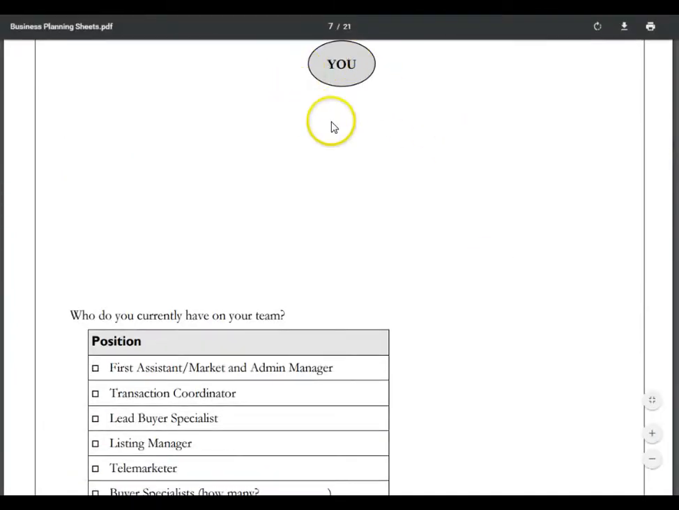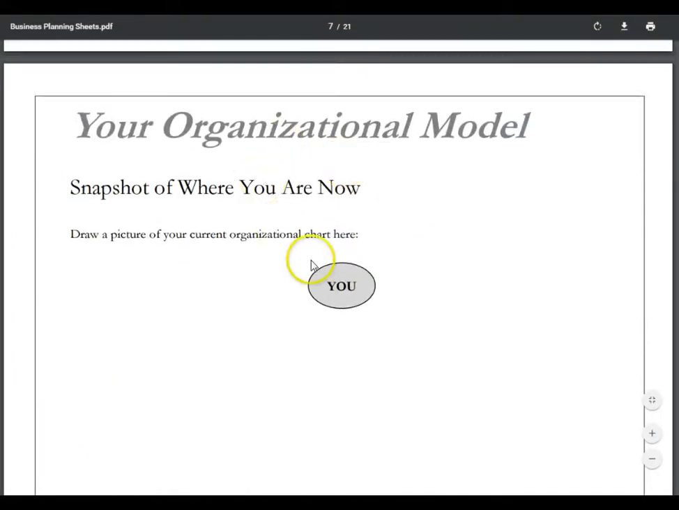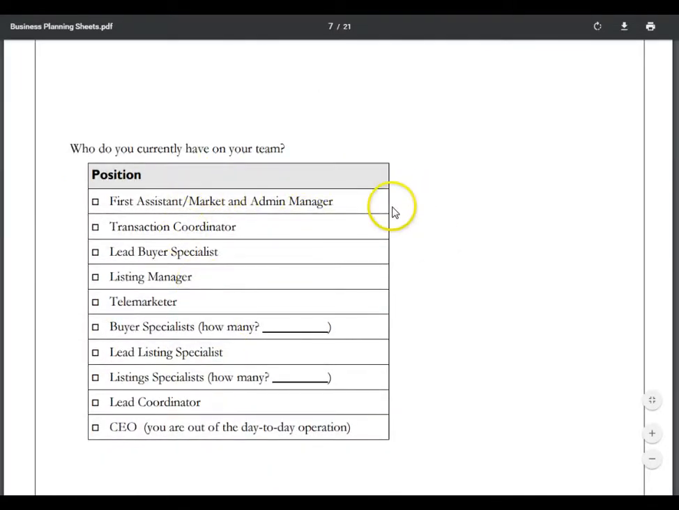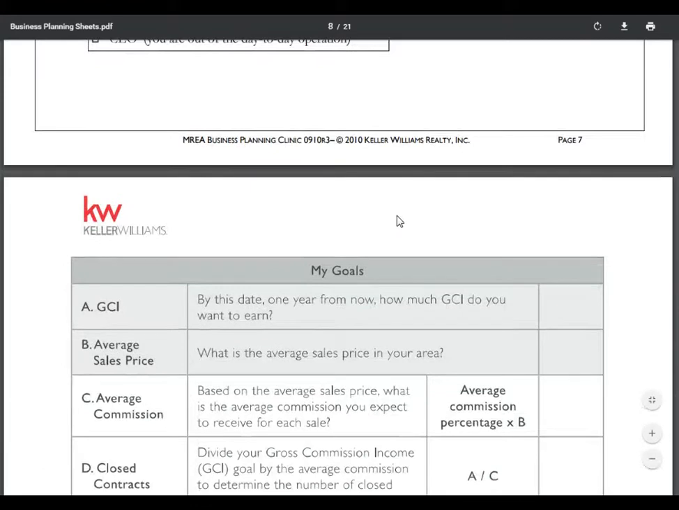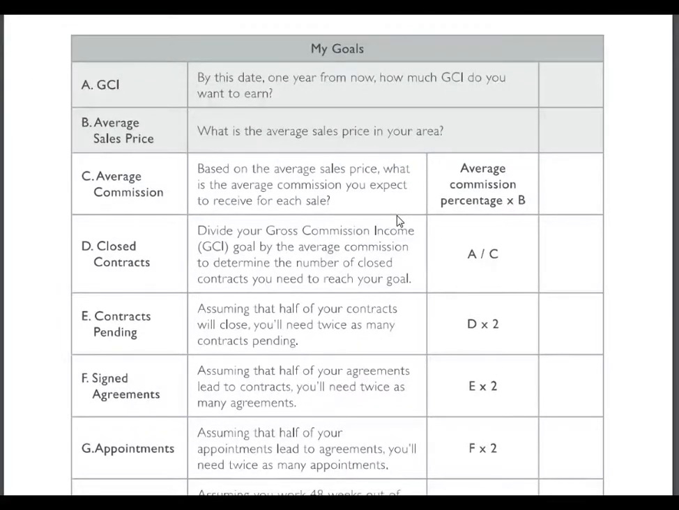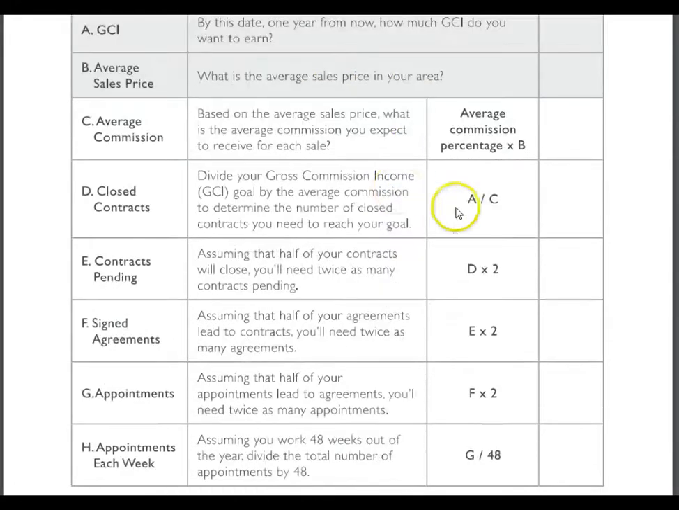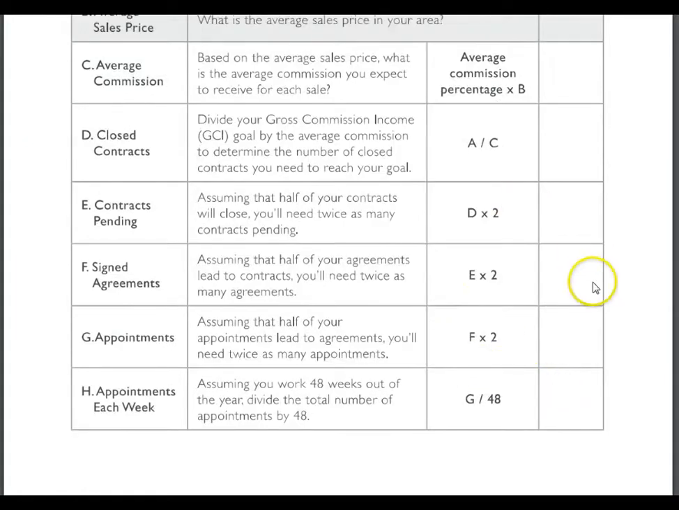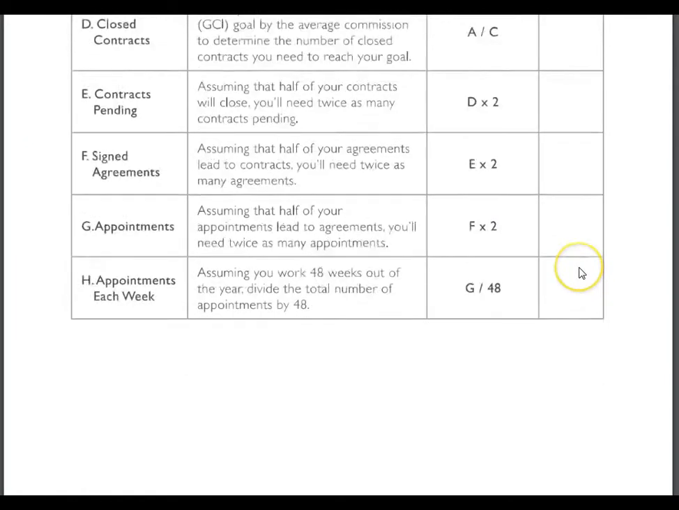Organizational model, for many of you, it's just going to be you, and you have a chart here, and then the positions that you might have on your team. And then you look at your goals. And all of this information, this pre-planning, is what we're going to transfer onto our planning sheets. So then you can look at this information, fill in this sheet to give you the information you need for your business planning.